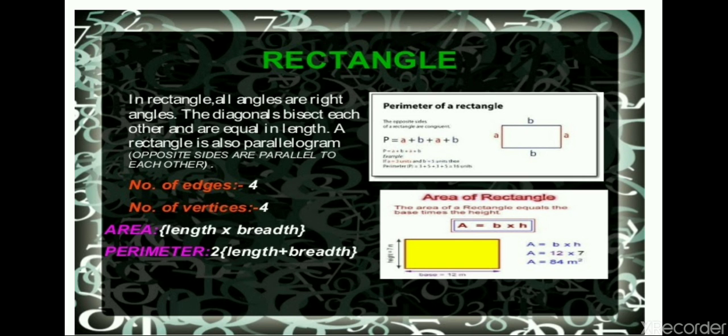Now rectangle. A rectangle is also a quadrilateral and it is a special type of parallelogram. The area of a rectangle is length into breadth and the perimeter is twice of length plus breadth.